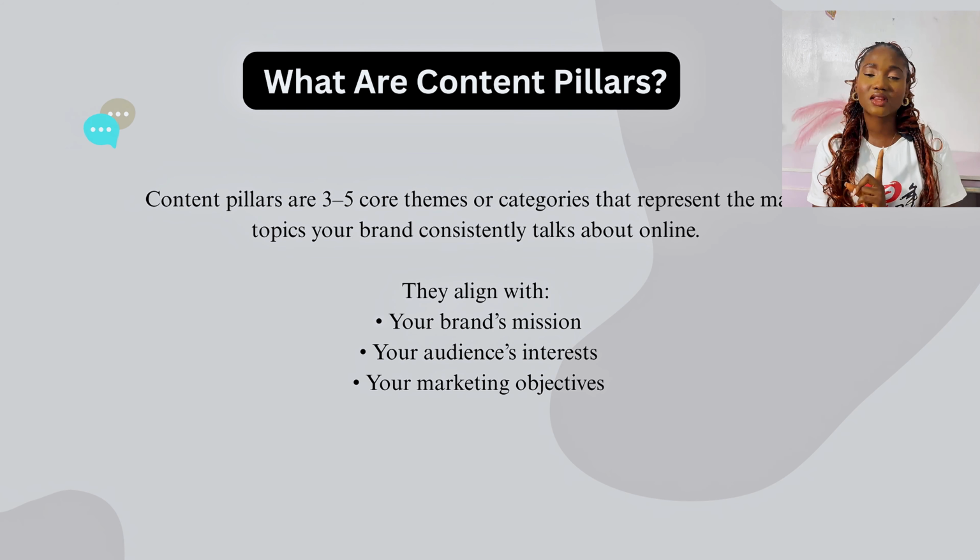So content pillars are 3 to 5 core themes or categories that represent the main topics your brand consistently talks about online. It's like a core theme of what your brand really talks about online, what your brand is known for. So these are what you're going to consider while you're creating a content pillar.